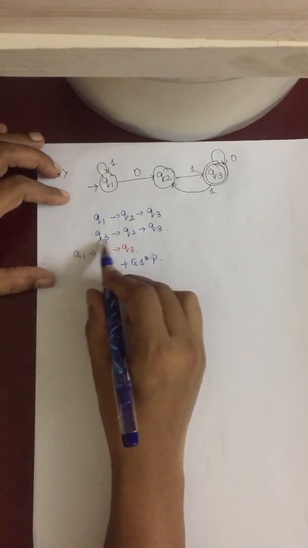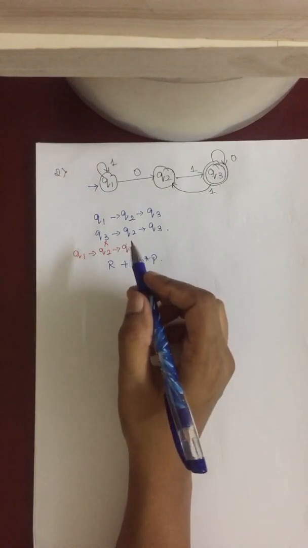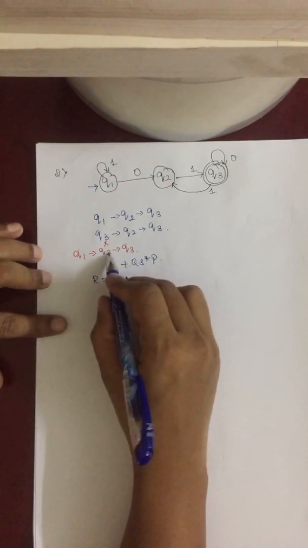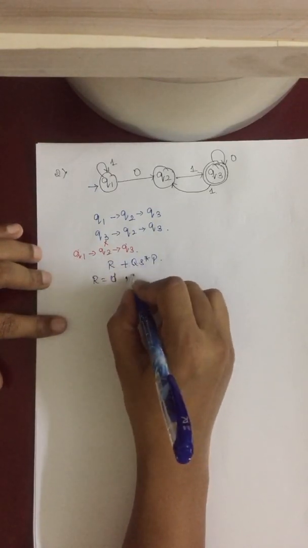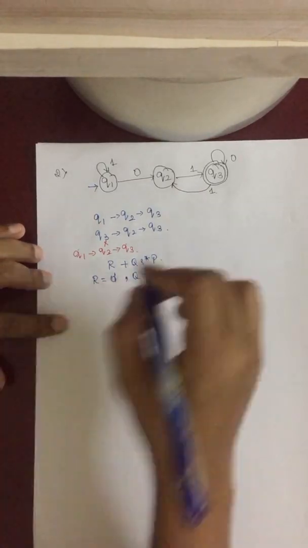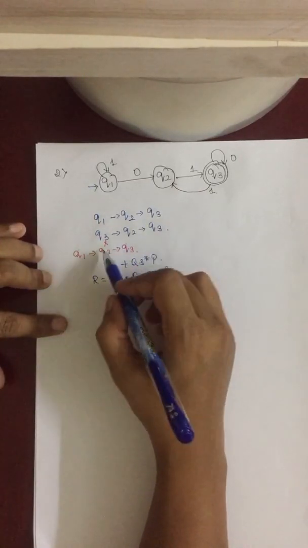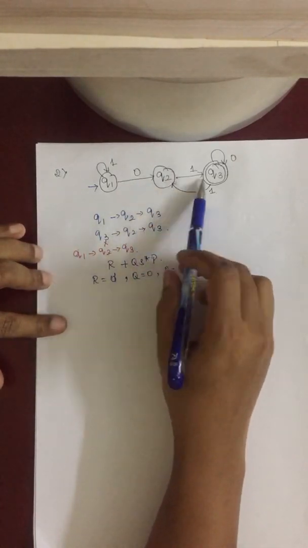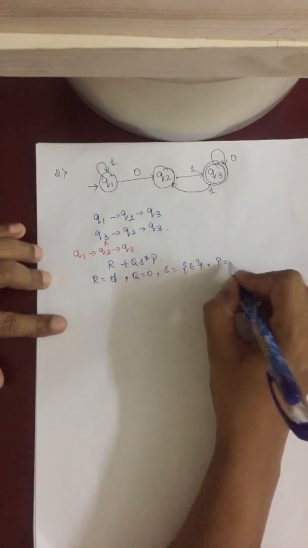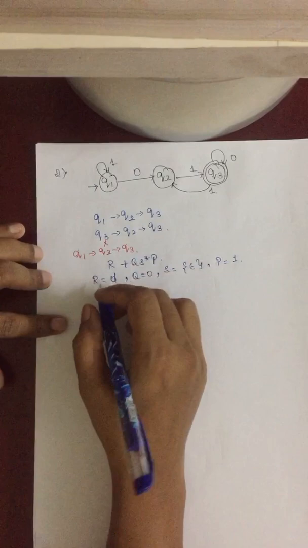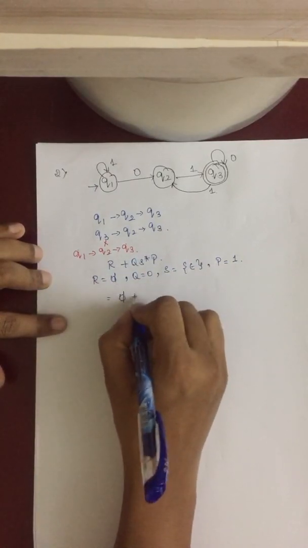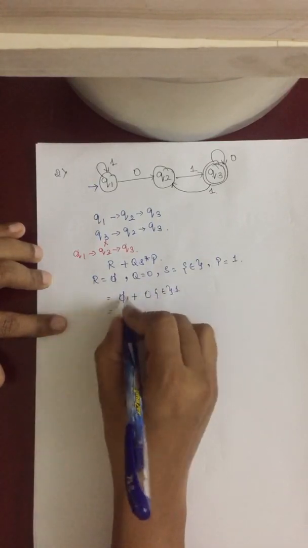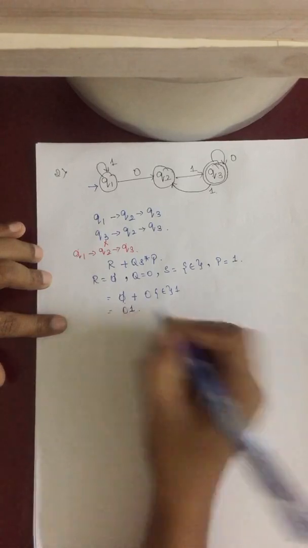What is R here? The direct connection from Q1 to Q3. There is no direct connection from Q1 to Q3, so it can be written as null. Then Q is the incoming connection to the state which we are going to eliminate, that is 0. S is the self loop from the state which we are going to eliminate. Since there is no self loop in the state Q2, we write epsilon, and P is the outgoing transition from the state which we are going to eliminate, that is 1. Combining all this, we get null plus Q value 0, then epsilon, 1. Finally this can be ignored, so finally you will be getting 0 1.